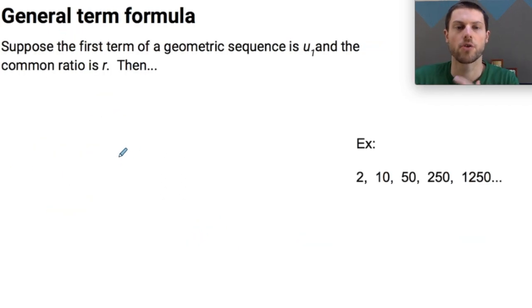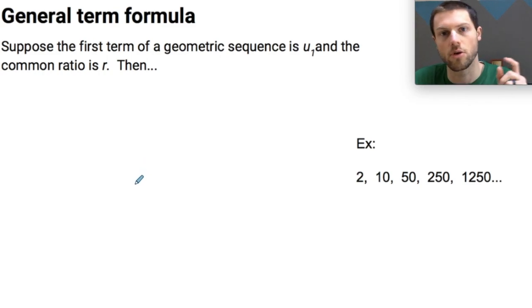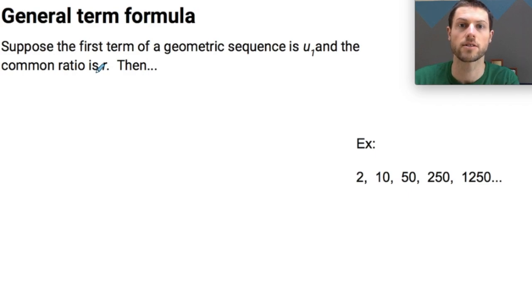So let's talk about what the general term formula is for a geometric sequence. I want some sort of an equation that will produce terms of my sequence. So I suppose I have some geometric sequence. U sub 1 is still going to be considered the initial term. That's not different than arithmetic sequences. And we'll call the common ratio r. So it could be a common ratio of 2, it could be 1/2, it could be 0.001, it doesn't really matter. It's just some constant multiplier.